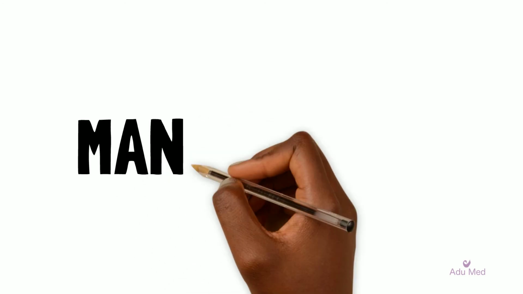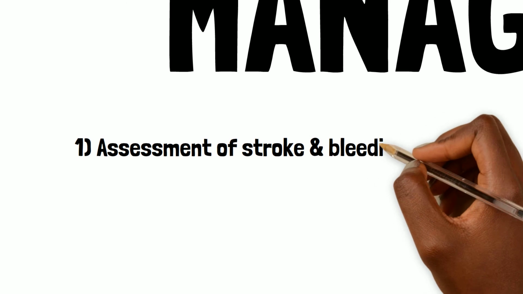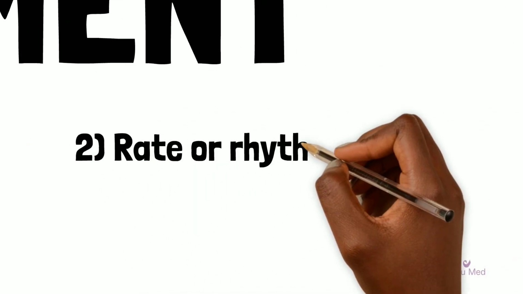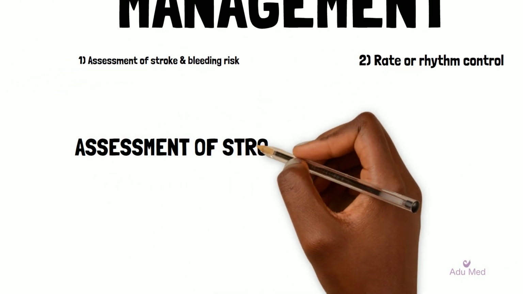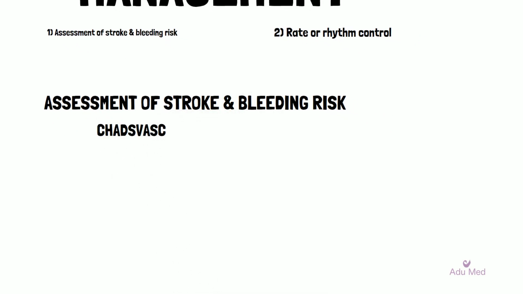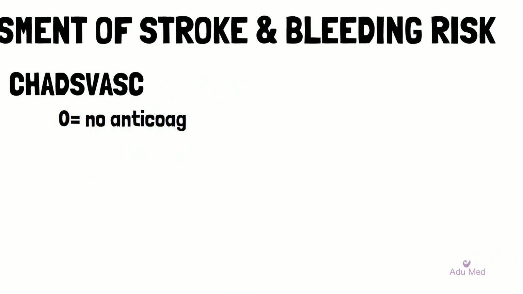When we approach the management of AF, we can break it down into 2 main points. Firstly, we need to assess for stroke and bleeding risk. Secondly, we need to think about rate or rhythm control. So, starting with our assessment of stroke and bleeding risk, we can do this by using scoring systems such as CHA2DS2-VASc score. A score of 0 means no anticoagulant is required.